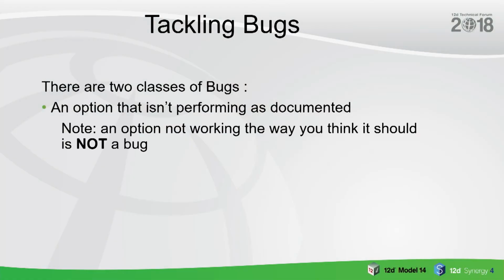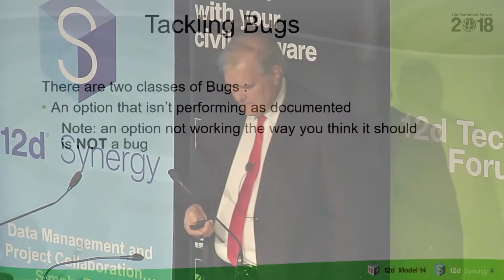So basically there are 2 classes of bugs: options that don't perform as documented, and a note to everybody, just because it doesn't work the way you think it should work, it's not a bug. If it doesn't work the way the documentation says, yep, that's a bug. And a crash in 12D model, and that's where everyone here comes in. To be able to fix and find bugs, we need them to be reported in the first place.